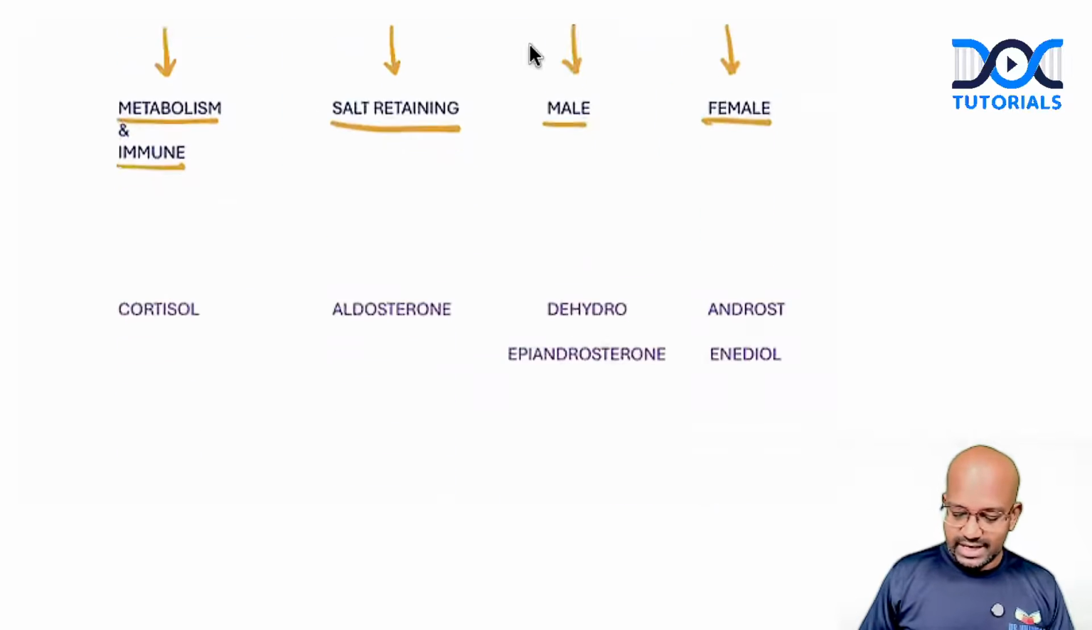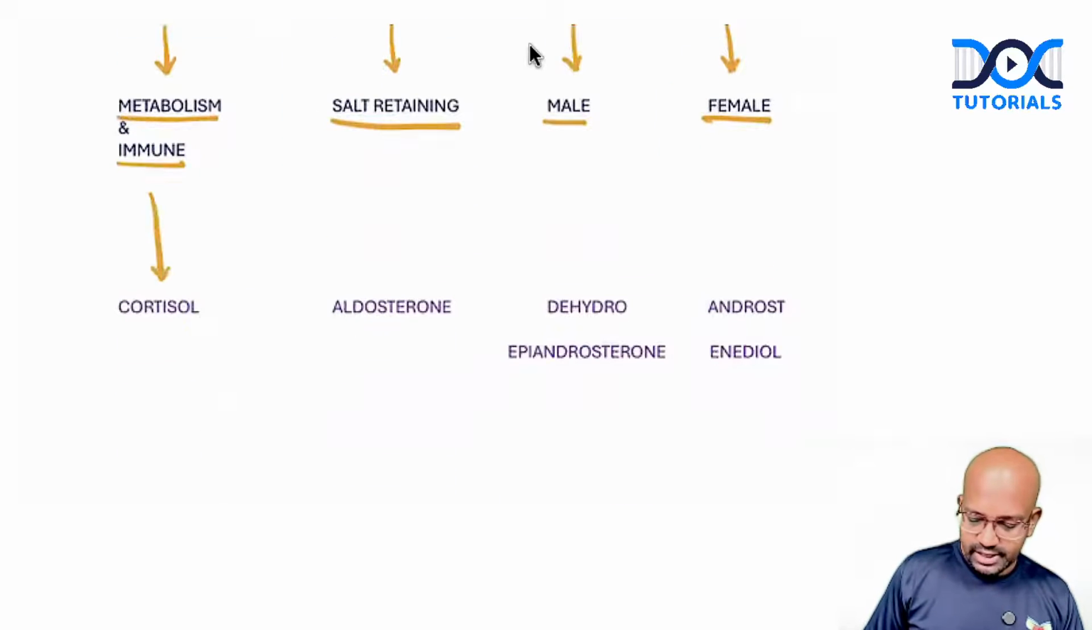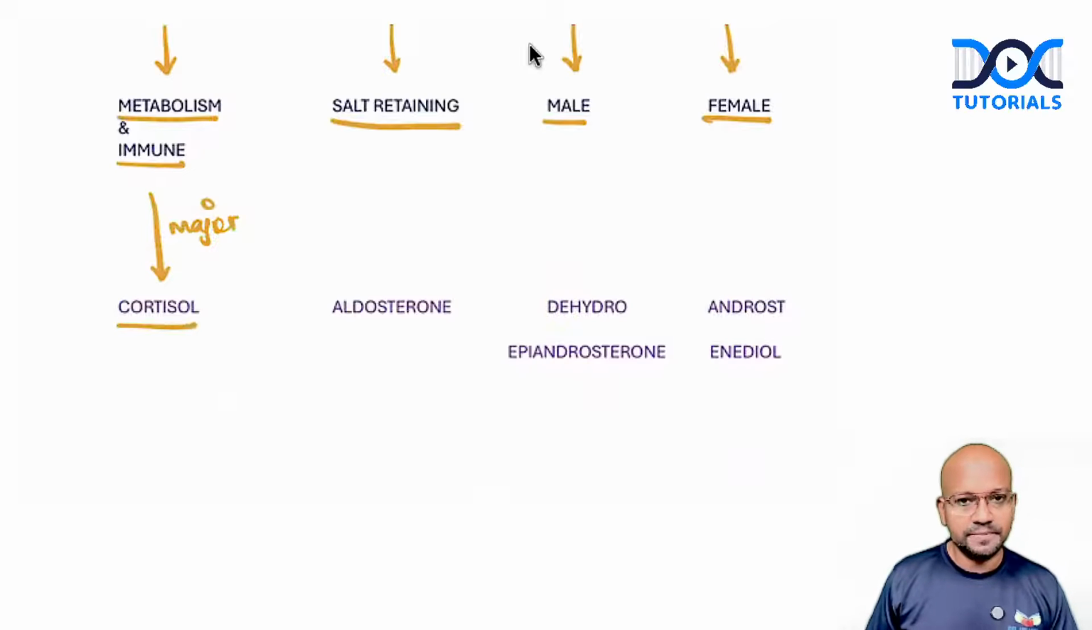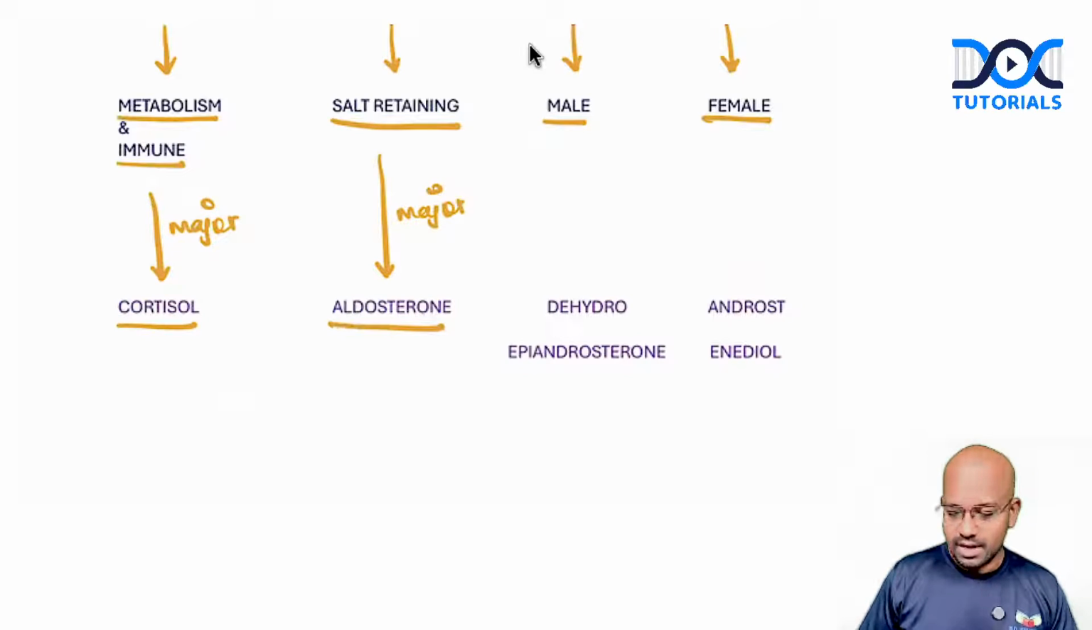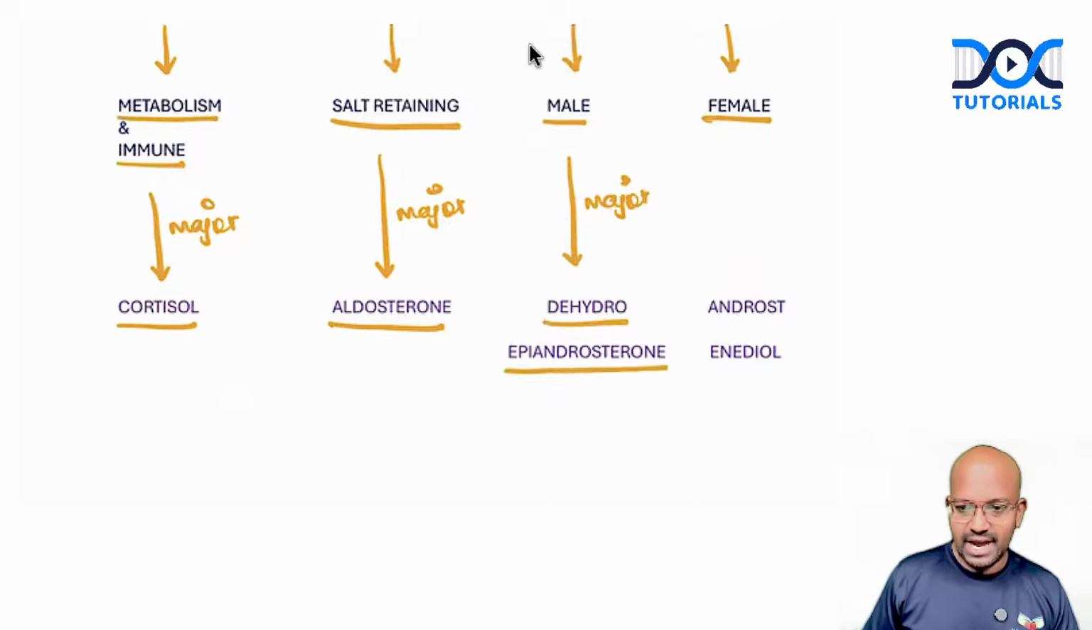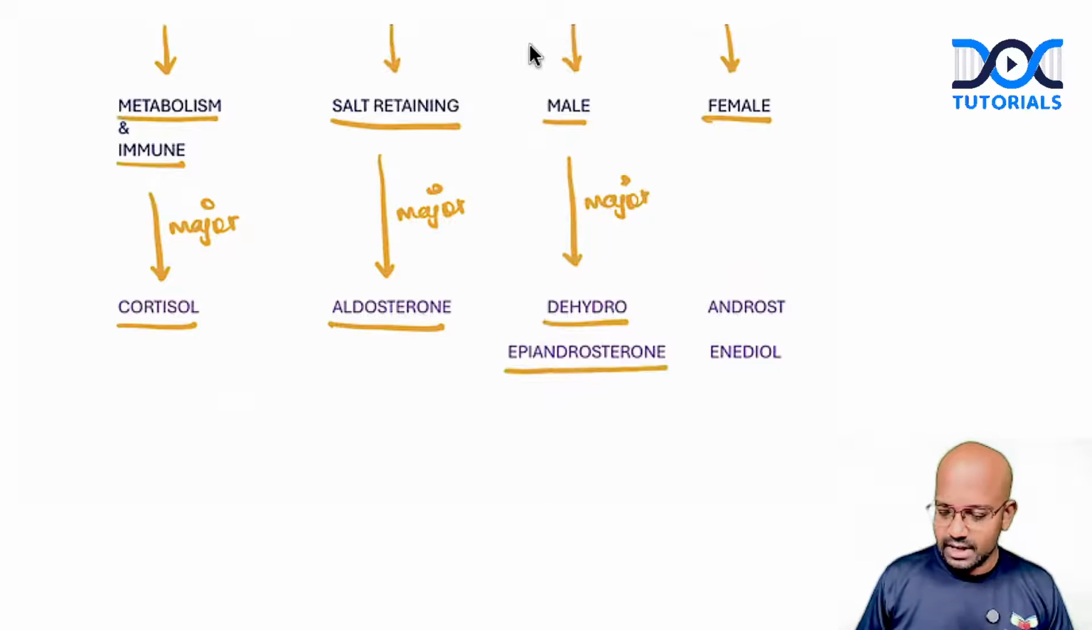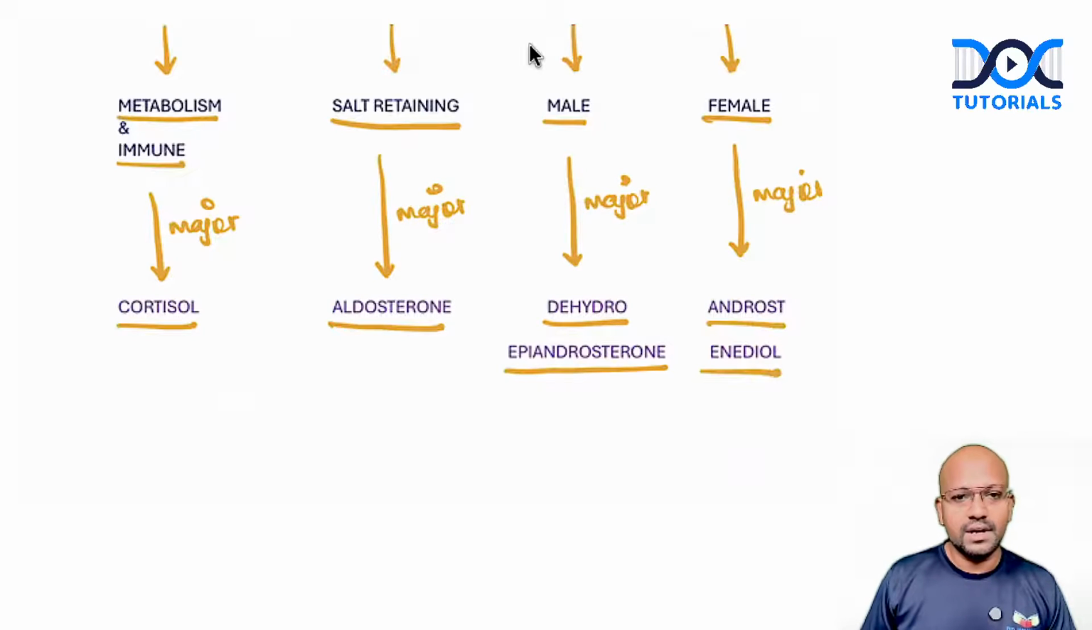Now, which one is the major glucocorticoid released? The major glucocorticoid released is cortisol. Similarly, the major mineralocorticoid released is aldosterone. The major male sex hormone is DHEA, dehydroepiandrosterone. Whereas the major female sex hormone released is androstenediol. These are the primary points which are important.